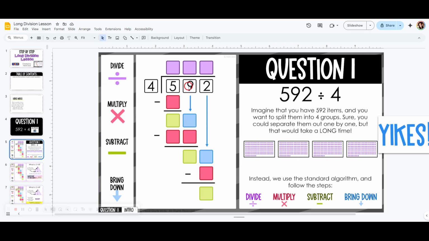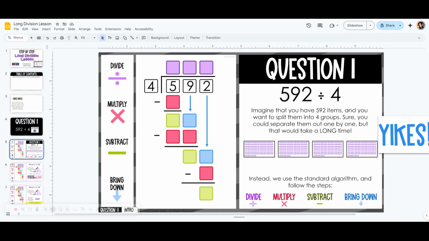So 592, that's the number getting divided up. It's called the dividend. You're dividing by 4, so that's our divisor. And this 4 is going to be crucial as we go through. You're trying to figure out how many times can 4 fit into 5? How many times can 4 fit into the next number?